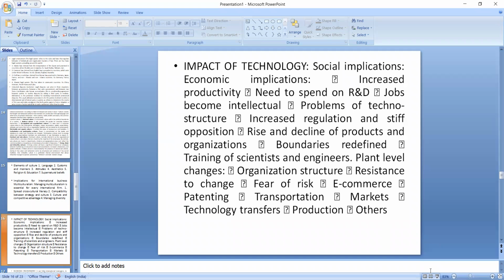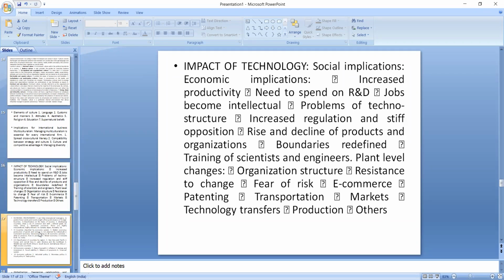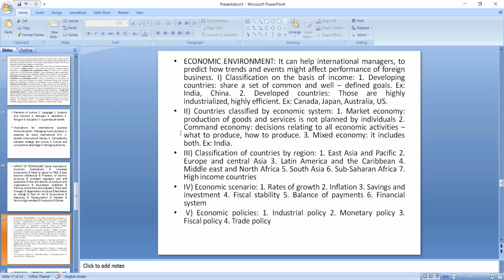These are the impact of technology, how this technology plays a vital role. The last slide also we discussed. So the next one is the economic environment. It can help international managers to predict how trends and events might affect performance of foreign business. Classification on the basis of income.